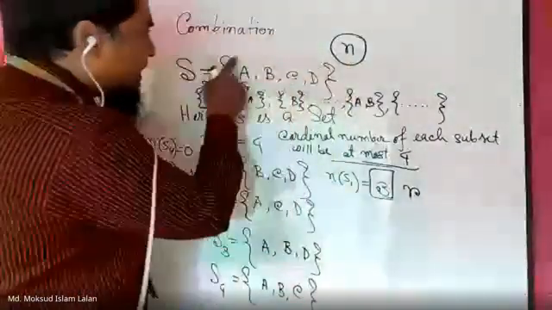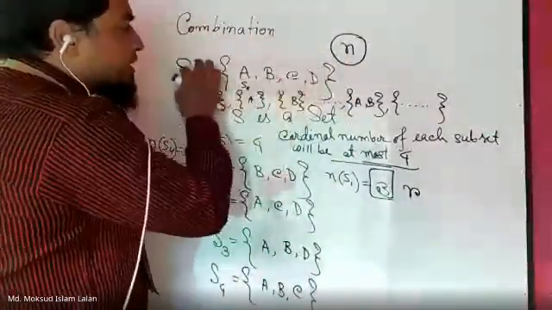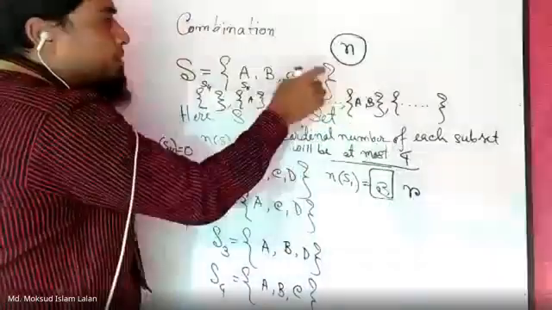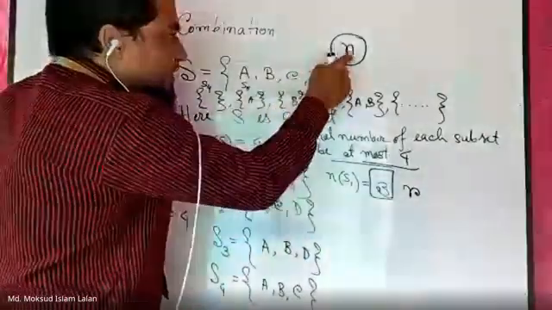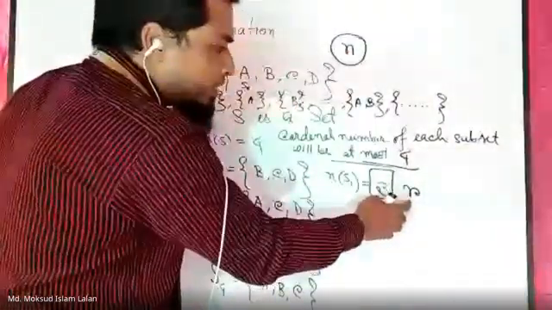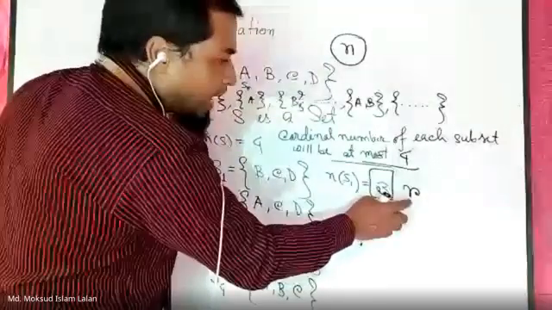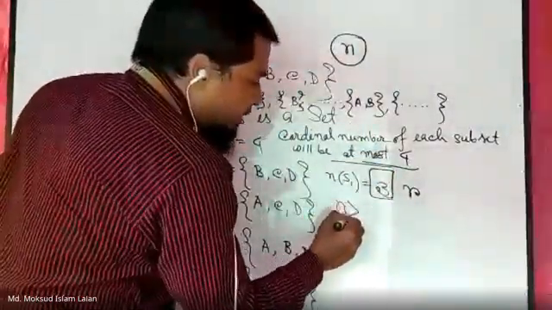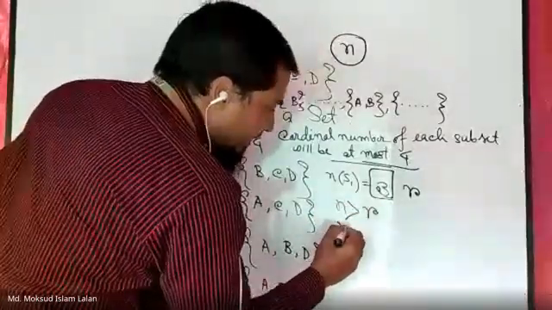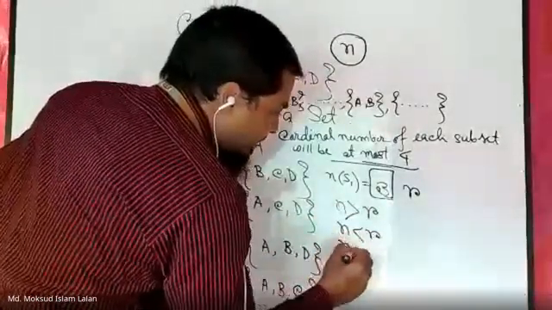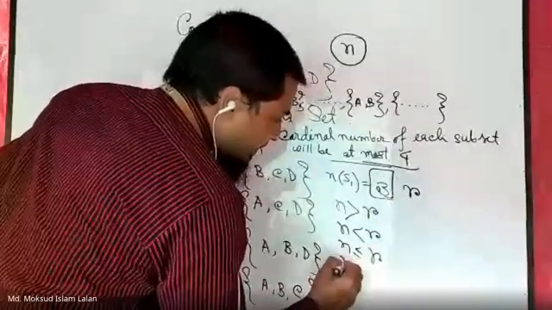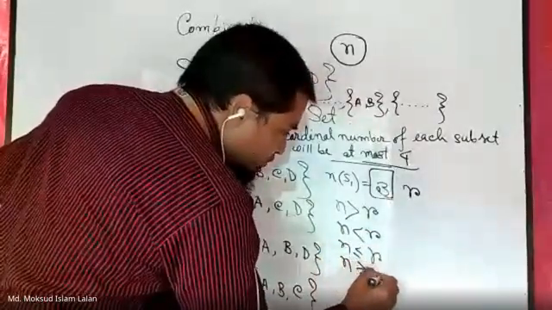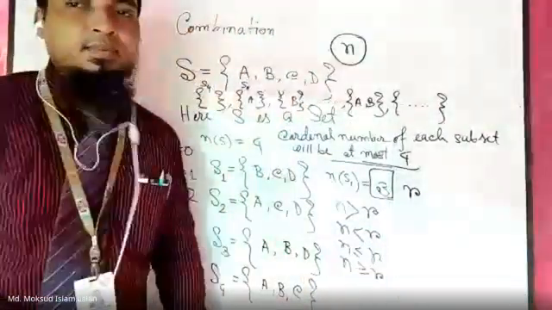So dear student, generally if we explain this one, this is our main set. Its cardinal number is n, and if we denote the chosen number by r, we choose r from n. So what will be the relation? n greater than r, n less than r, n less than or equal to r, n greater than or equal to r? What will be the relation?